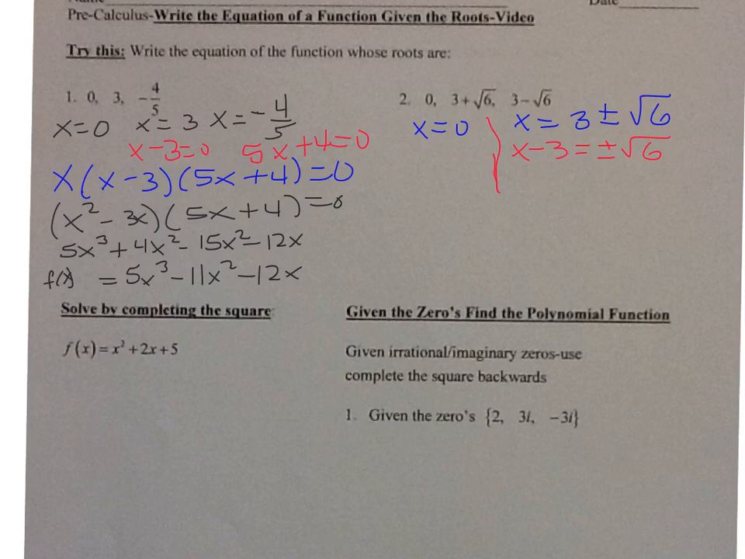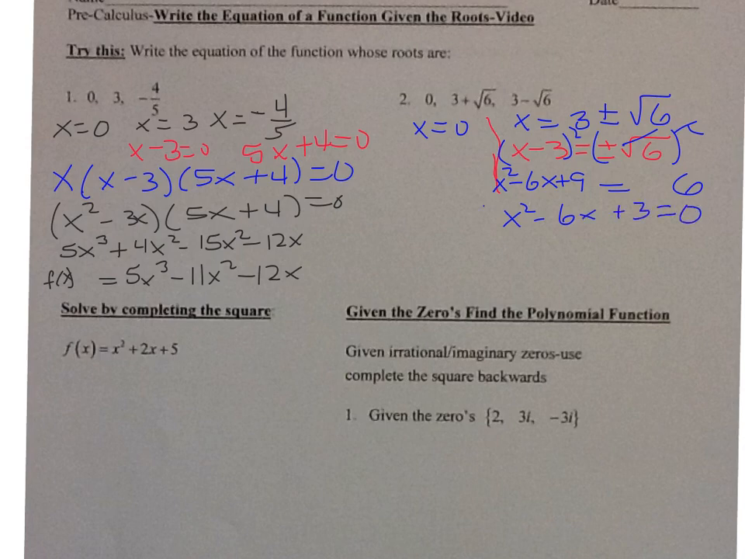So remember, we're going to complete the square backwards. So now I'm going to square both sides. So when I square the radical, they cancel each other out, so I'm left with just 6. And when I square x minus 3, I get x squared minus 6x plus 9. And now I'm going to subtract 6 from both sides. I get x squared minus 6x plus 3 is equal to 0.